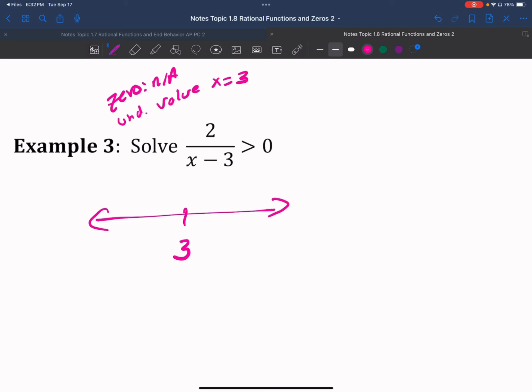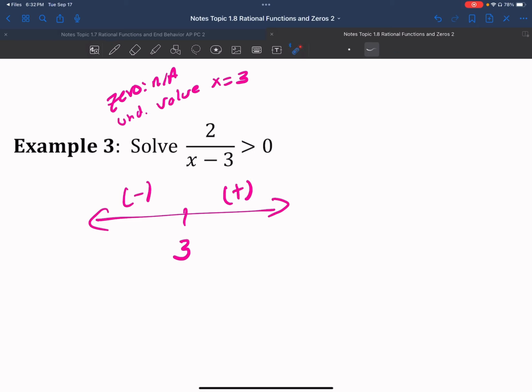So I need to plug in a number less than 3, like 0. So 2 over 0 minus 3, which in this case will be -2/3. So I know that my answer for that interval is negative. For the other one, I'm going to pick a number bigger than 3, like 4. So the top is always positive. And then 4 minus 3 is also going to be positive, giving me a positive interval.